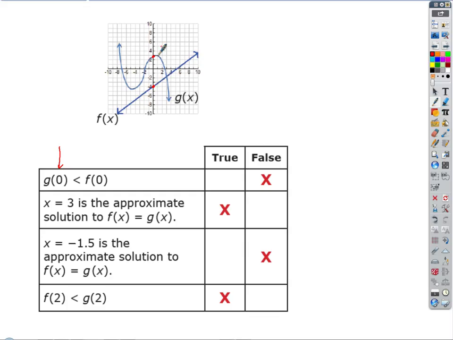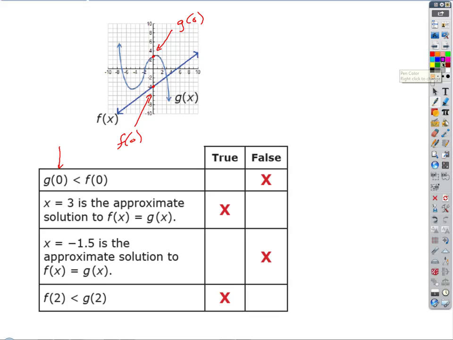So there's g of 0. There's f of 0. Is g of 0 less than f of 0? False. It's above it, right? So it's got to be greater than. So that's false. Let's just look at one more of these.